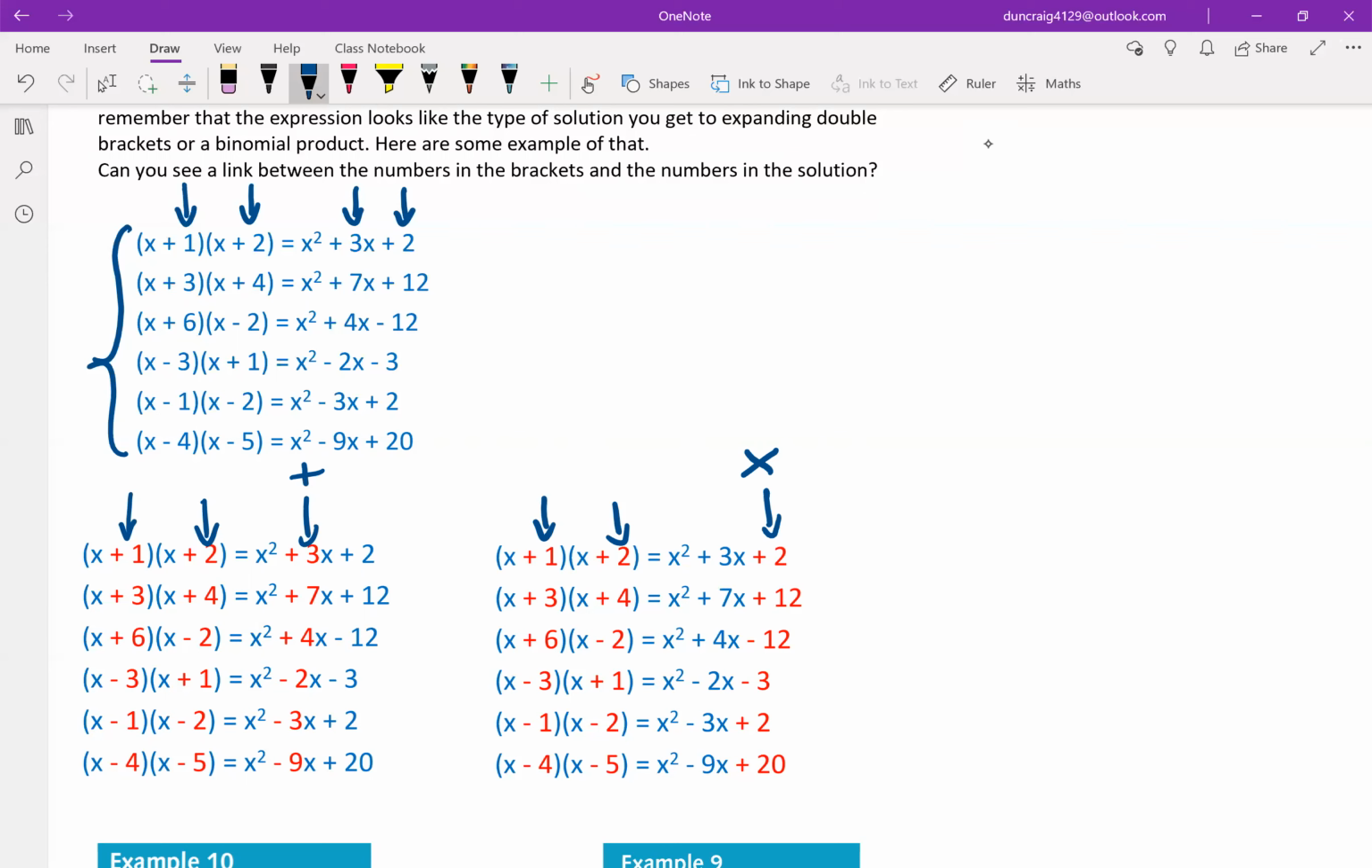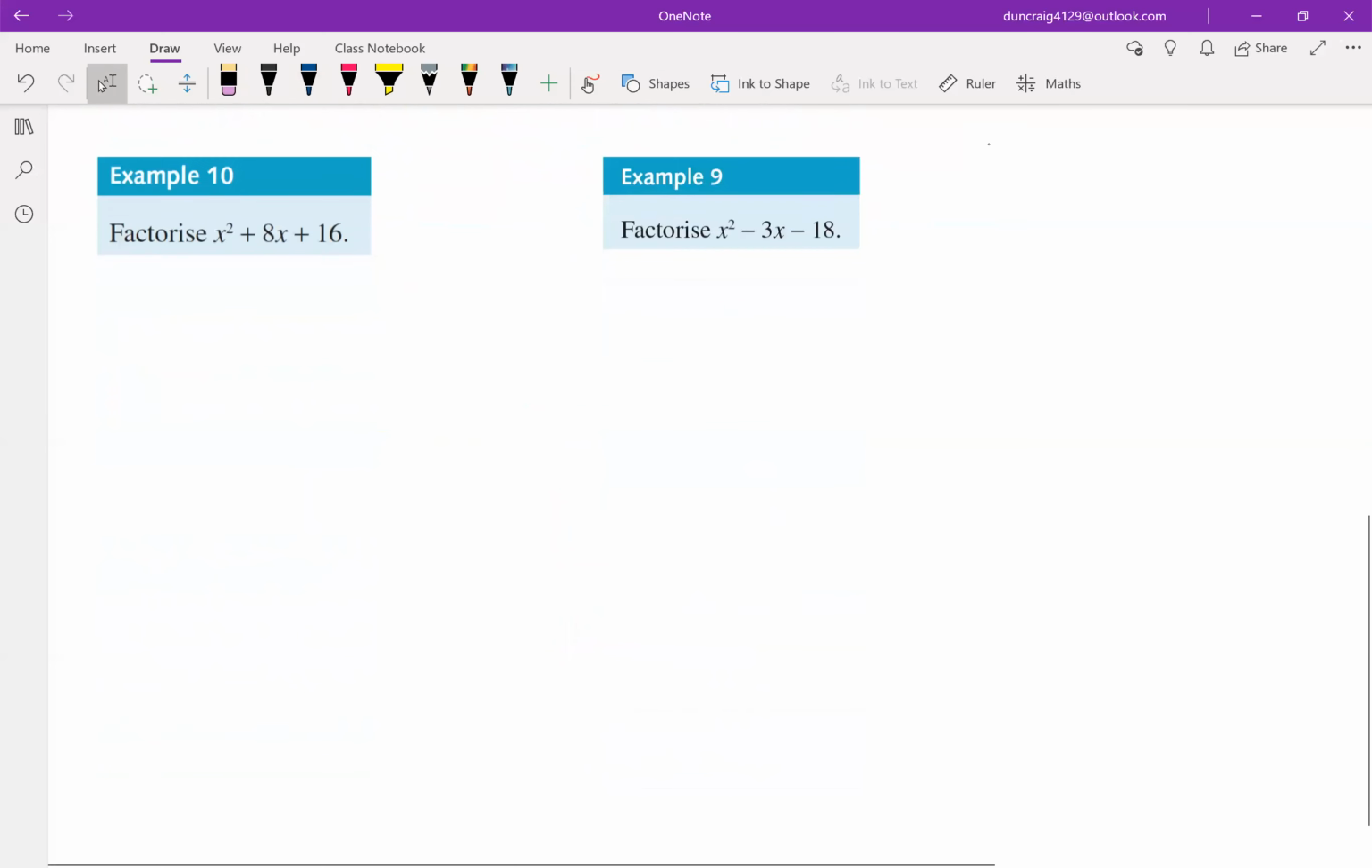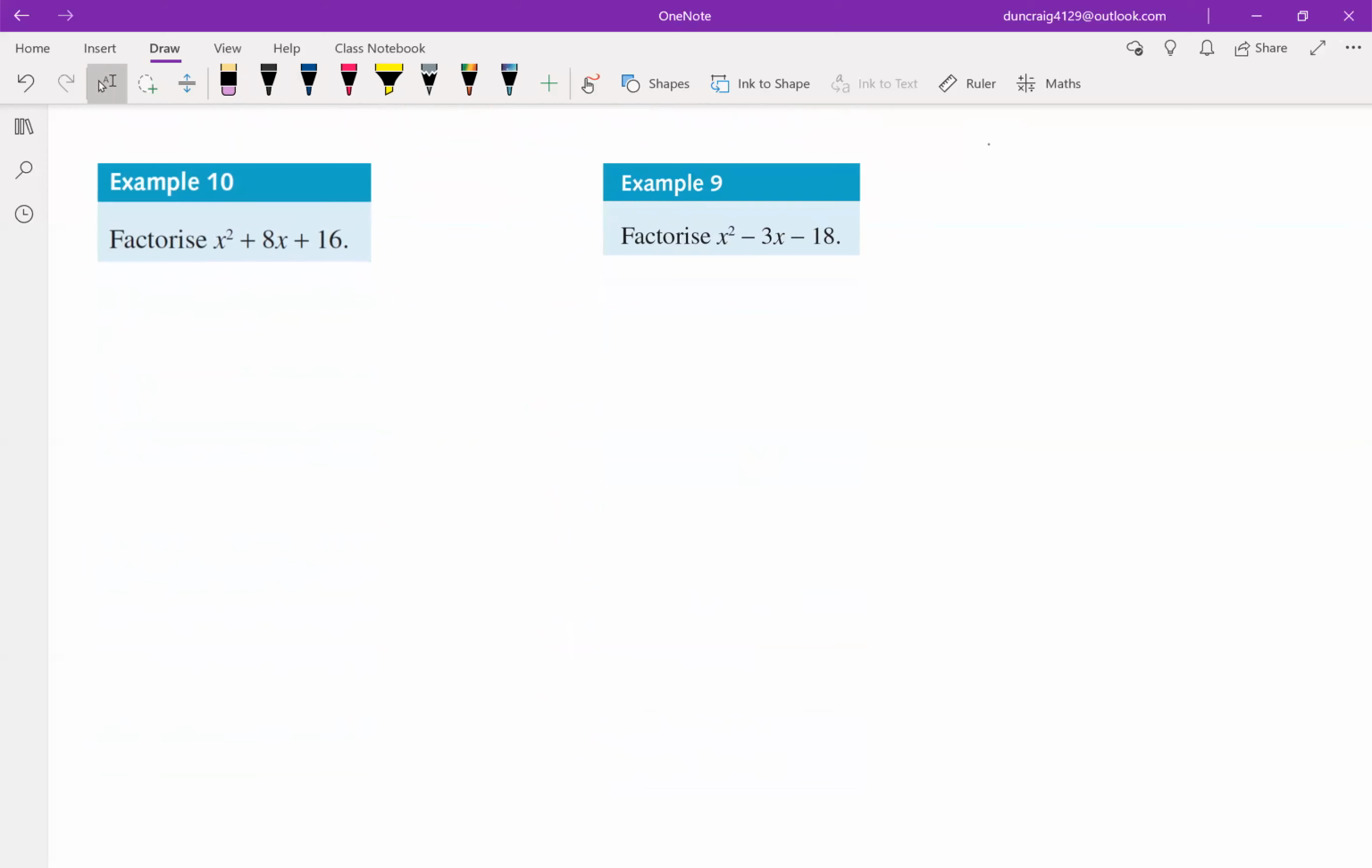So if we want to go backwards, what we want to think is, what are some numbers that multiply to give us our last term, that add to give us our middle term? So let's have a look here at these two examples. Factorize x squared plus 8x plus 16. I'm just going to put little times here. I want to think of numbers that multiply to give me 16, but add to give me positive 8.